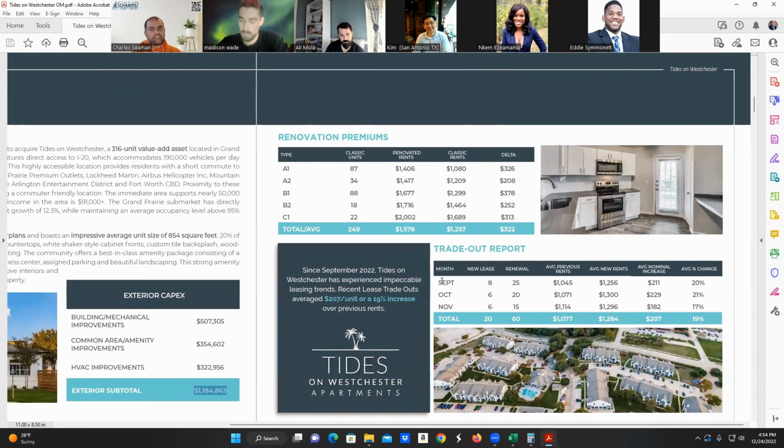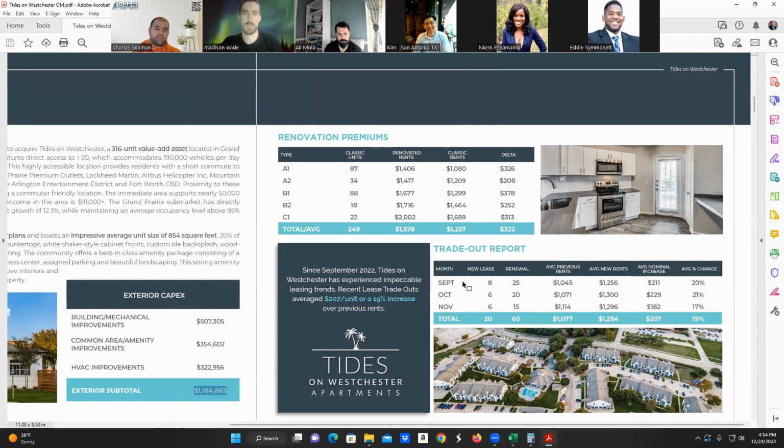Okay, so now they're showing us some of the renovation premiums. It looks like here they're showing that they have 249 classic units, and they're showing us what they're getting for the ones that they've renovated. So, they're showing a $321 spread. Is that pretty sizable? Yes. Yeah, I would agree. Now, it looks like they also are getting pretty good growth here.